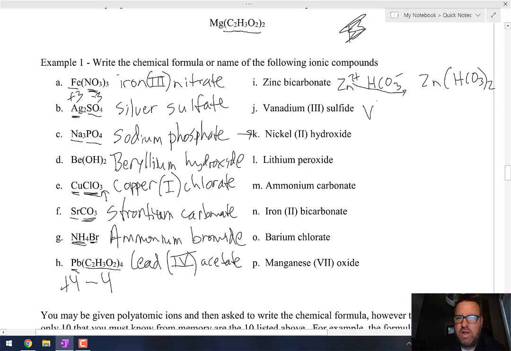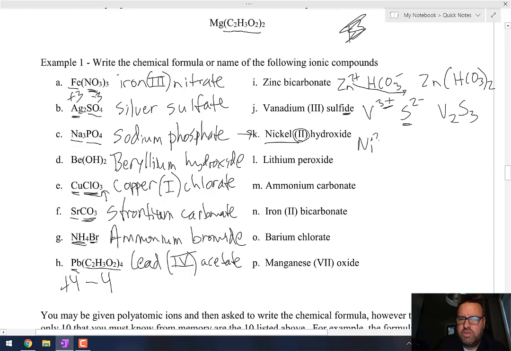Okay, letter J, vanadium 3. Vanadium is the symbol V, and with a Roman numeral 3, we know that means it has a charge of +3. Sulfide is just sulfur with a -2 charge. So this one's not a polyatomic ion one at all. And again, we know that, if it was, that would have to say sulfate. Okay, remember, sulfate doesn't change the ending, but sulfur becomes sulfide. So notice it's just S. So that becomes V2S3.